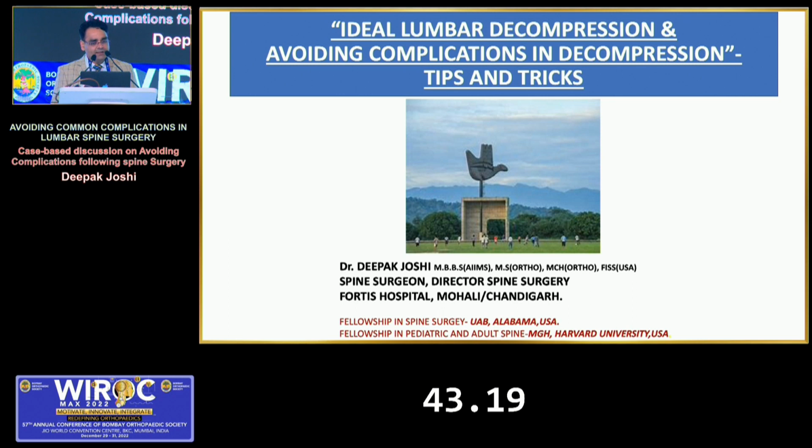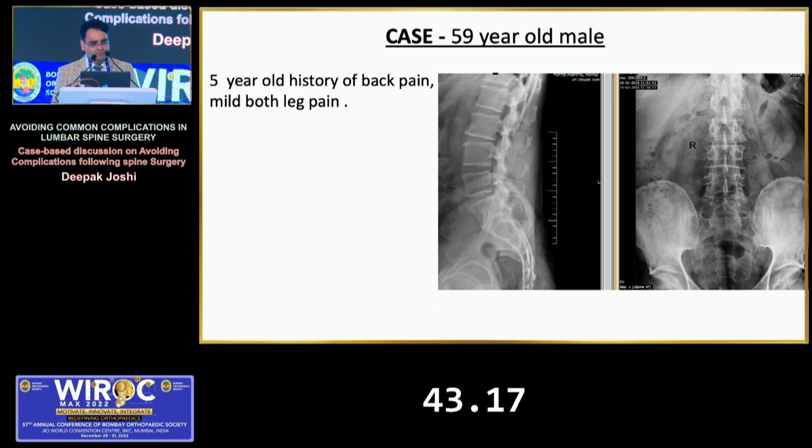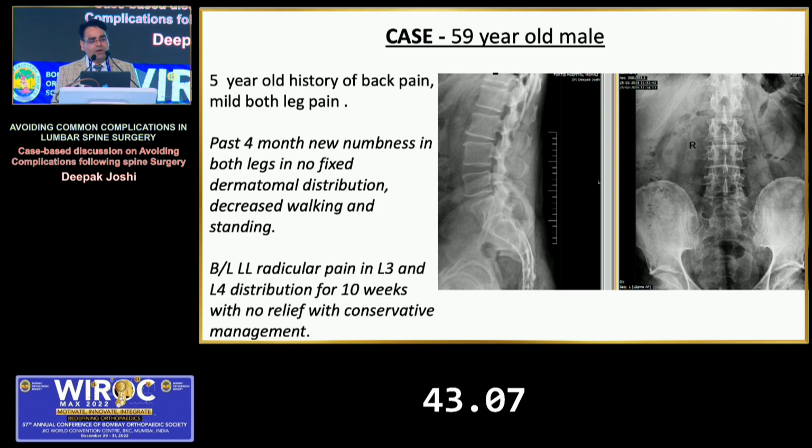which means you have to do a perfect or near perfect job. I'm going to present a simple, bread and butter case of a 59-year-old male with a history of back pain and both leg pain, and he has been doing well for 5 years. For the past 4 months, he has new numbness in both legs with no fixed dermatomal distribution. He has decreased standing and walking, and is disabled. For the past 10 weeks, he has bilateral severe radicular pain in the L3, L4 distribution, with no relief after conservative management.